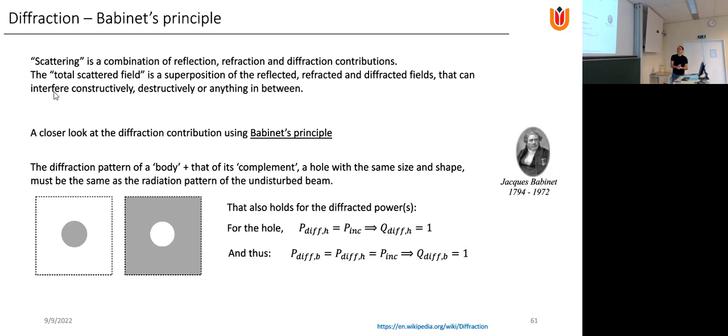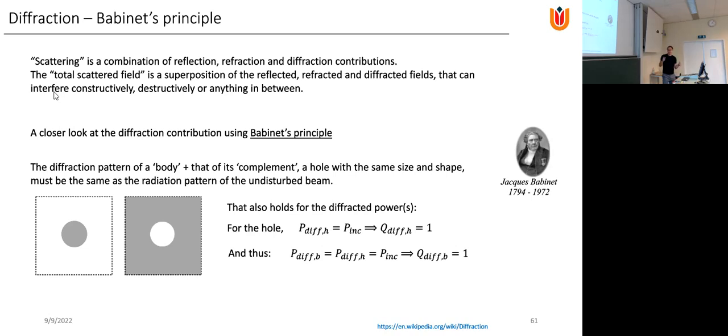But Babinet's principle says that the diffraction pattern that is formed by a body, some kind of shape, is equal to that of its complement. So if you take a screen and you cut out a hole in there which has the same shape as the body, so the projection of the body, then these both will produce the same diffraction pattern.